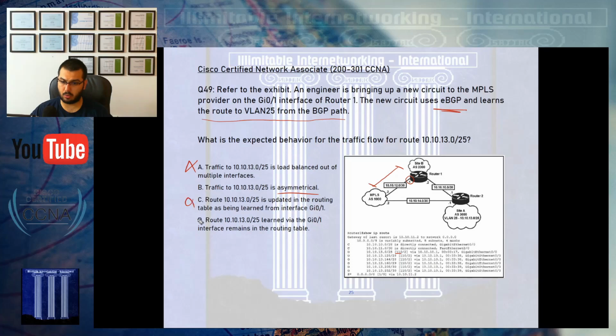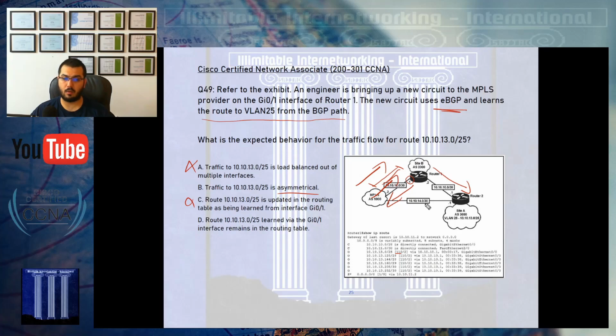This is not acceptable. Traffic from R1 to this one is asymmetrical. What I mean by asymmetrical is that it will go this way and go back this way. This is the asymmetrical behavior. The symmetrical route is that this subnet will travel forward this way and backward this way. Asymmetrical means that it will go this way and might go back from another way.